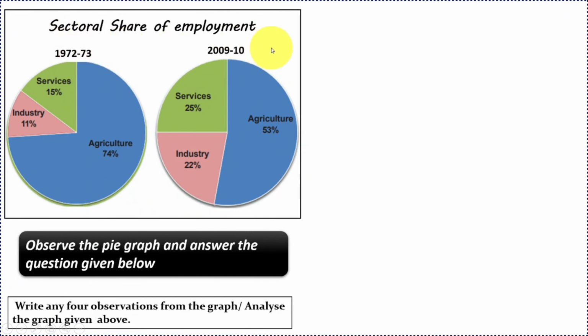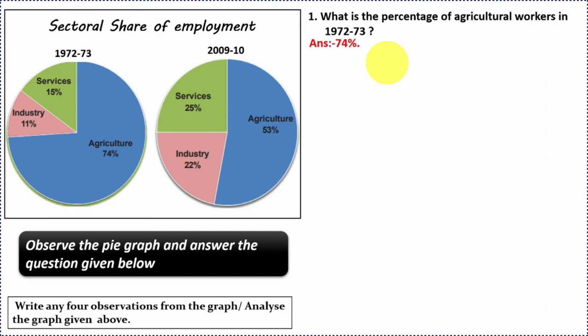Sectoral share of employment between 1972-73 and 2009-10. Observe the pie graph and answer the questions given below. Write any 4 observations from the graph, or analyze the graph given above. What we analyze, we will discuss here. What is the percentage of agriculture workers in 1972-73? It was 74%.